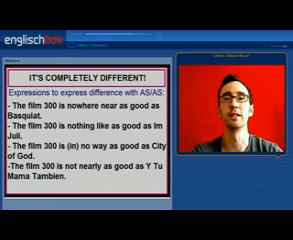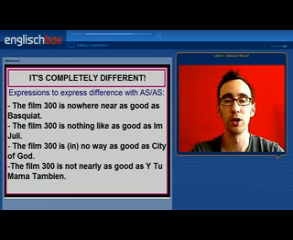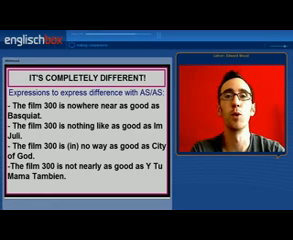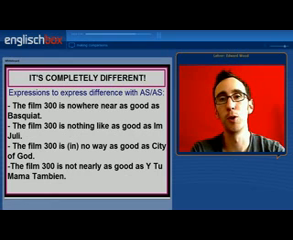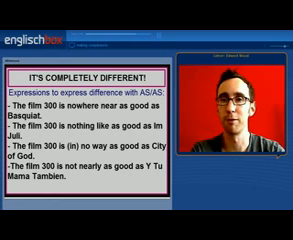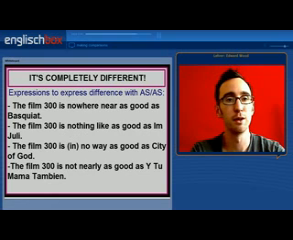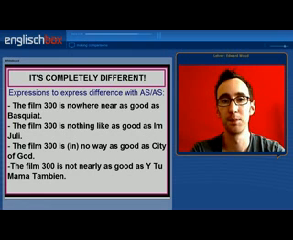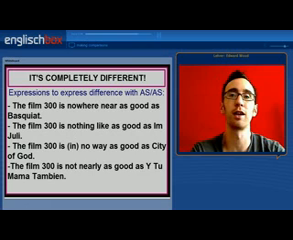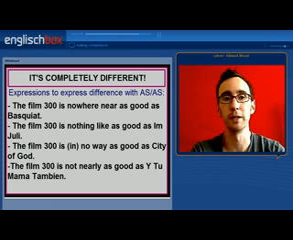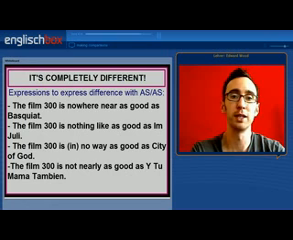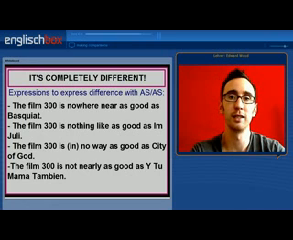What about if something is completely different? I watched the film 300 the other day, and I can't say that I was impressed. So if I were to compare this film to my favorite films, I may say the film 300 is nowhere near as good as Basquiat. The film 300 is nothing like as good as Im Yuli. The film 300 is in no way as good as City of God. Or the film 300 is not nearly as good as Y Tu Mamá También.